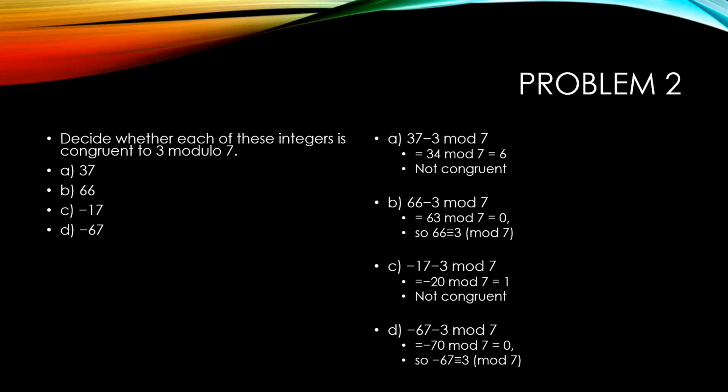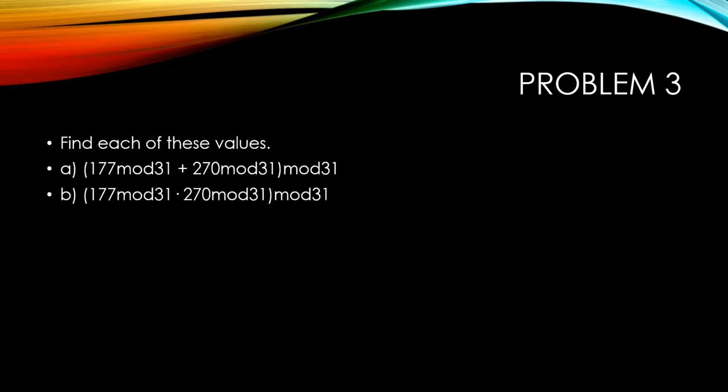Okay, so now let's move on with problem number 3. Find each of these values. So basically, we're just going to evaluate this. So 177 mod 31 plus 270 mod 31, then mod 31 again. And letter B, 177 mod 31 times 270 mod 31, then the whole equation mod 31.